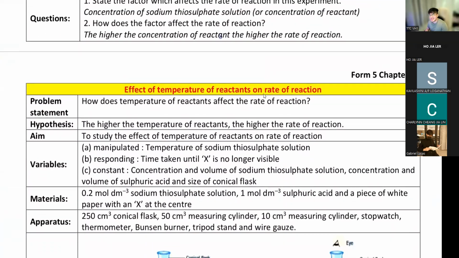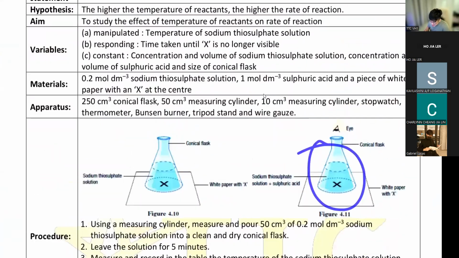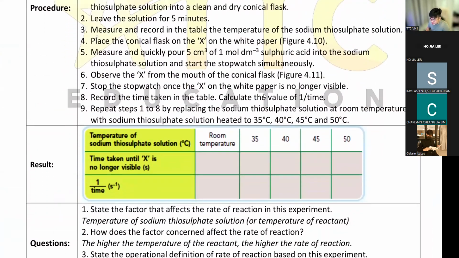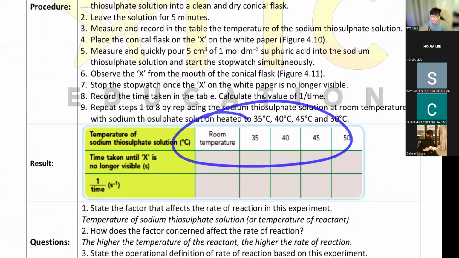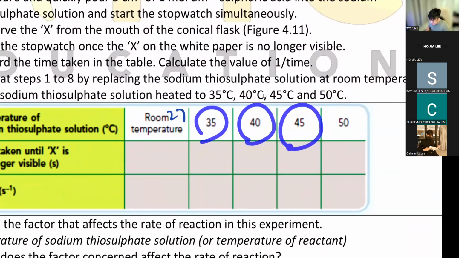So we look at the next experiment. We do the same thing, but this time, instead of changing the concentration, we change the temperature. We use room temperature, which is around 27 degrees. We use 35, 40, 45, 50.